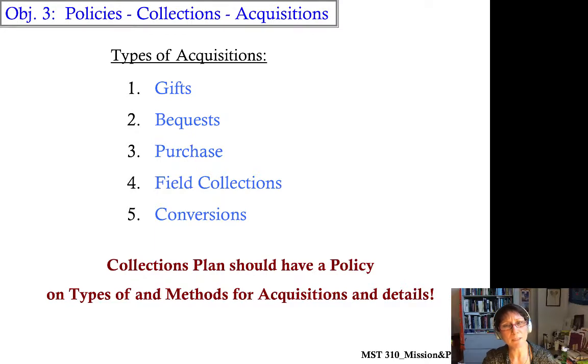So the collections plan should include all of these types of acquisitions, if these are ways that you want to acquire objects. And then within each of these types of acquisitions, there should be details for how you might acquire these objects, the paperwork that needs to be included, and then how you'll file that paperwork and who's responsible. So basically make it as detailed as possible so that anyone can follow it.